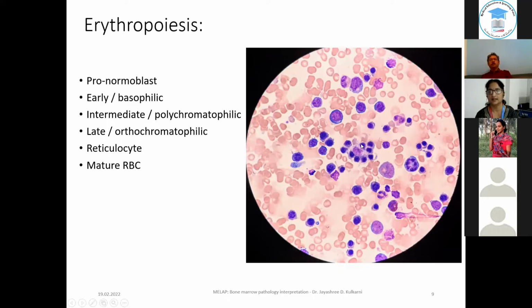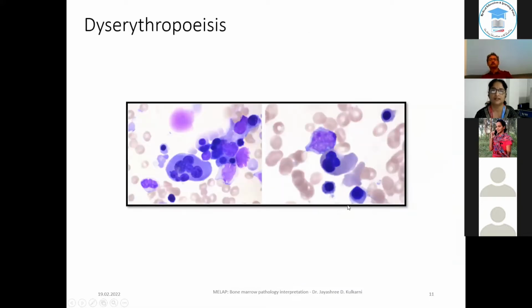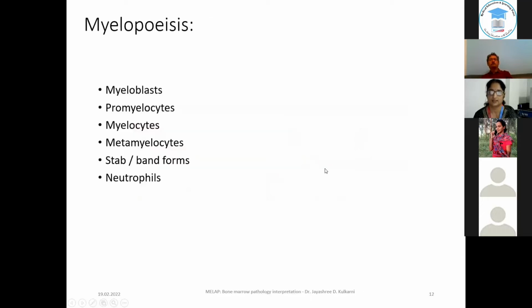And this is called an erythroid island, where the macrophage is in the center surrounded by the erythrocytes. They want to take up the iron in it for the production of hemoglobin. Coming to abnormalities, you can either have micronormoblastic or megaloblastic maturation. But when it is dyserythropoiesis, you will have multinucleation of the RBCs, or you can have lobated nuclei, or even nuclear budding. These are the features of dyserythropoiesis.